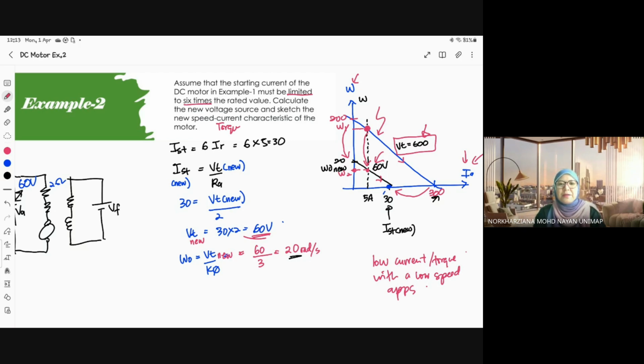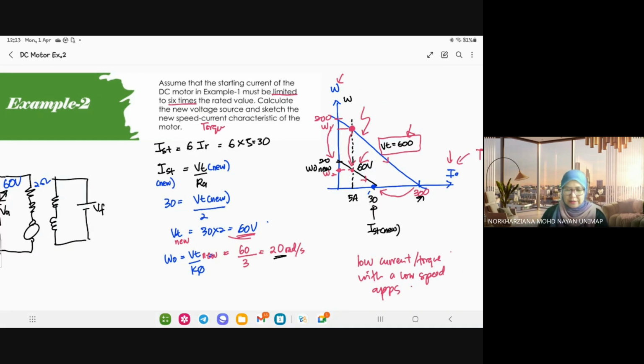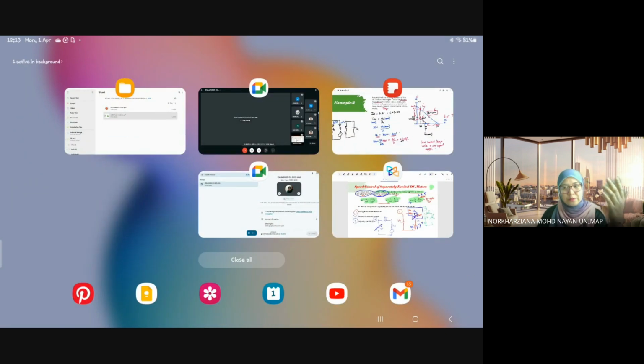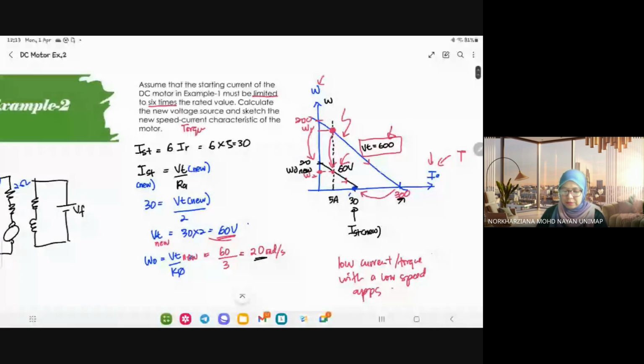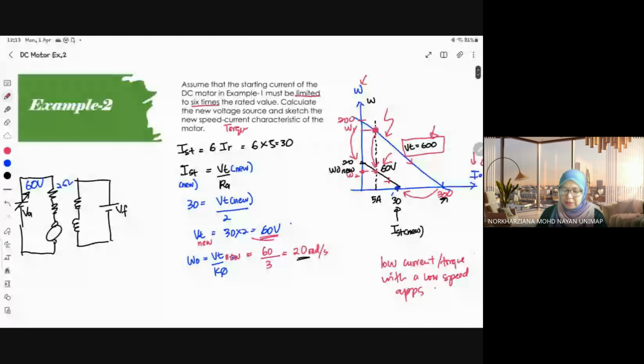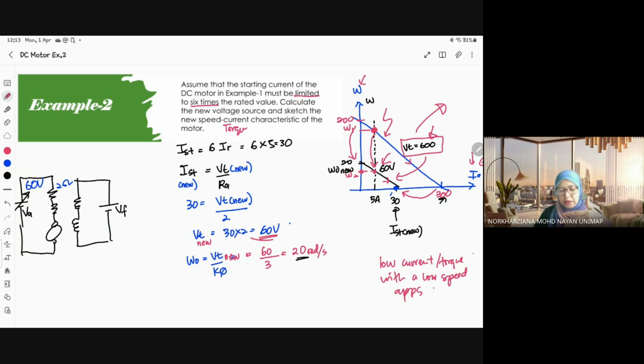Okay, so that is for Example 2. Next, just now we controlled the voltage. Instead of reducing it from 600 to 60, you might also increase it, but an increment of voltage above the rated value is a bit dangerous because it will exceed the rating. Imagine when you increase this value, you will project your slope, this slope to this one.